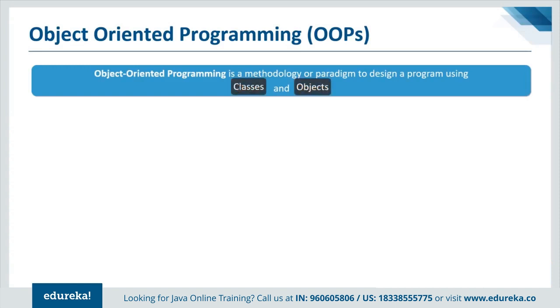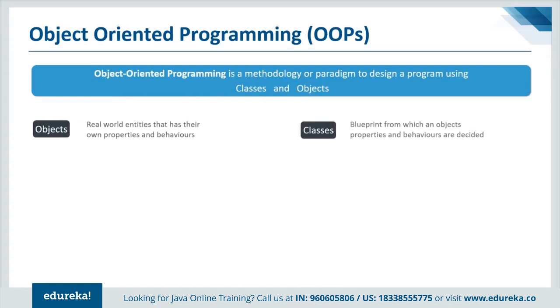Now there are two major words which you need to focus on. The first one is object and the second one is class. Now, why does object come first and class later? Because of the term itself: object oriented, not class oriented. So we'll discuss these objects and classes.